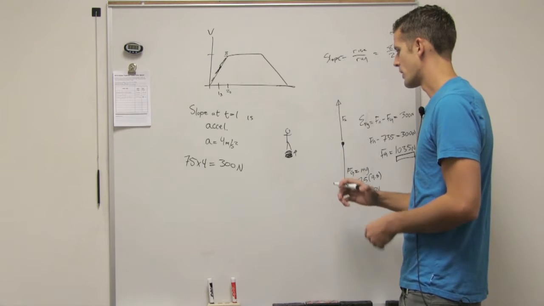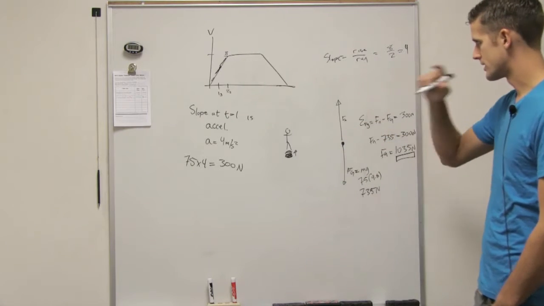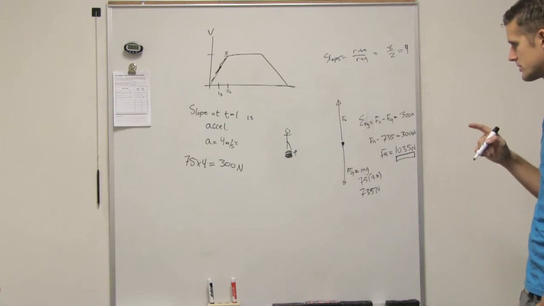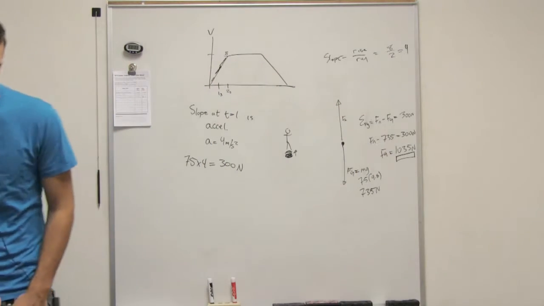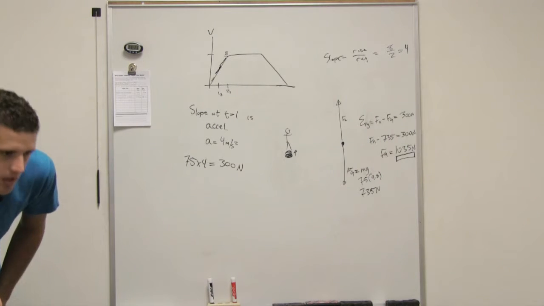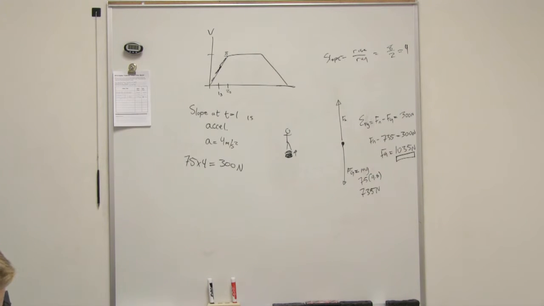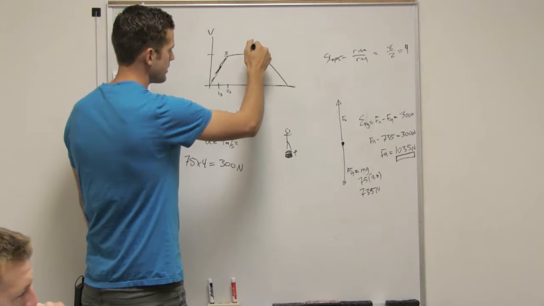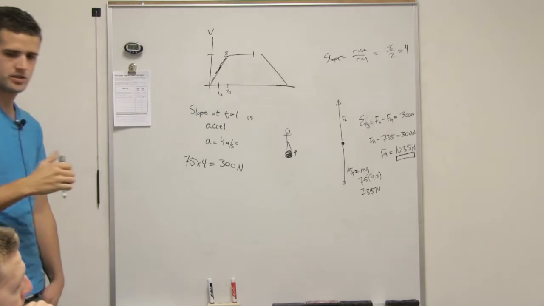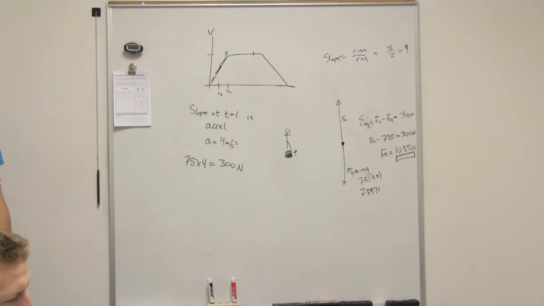So what would his apparent weight be if the elevator... Well, actually, I think that's the next question. Current weight at T equals 5. Oh, and then is there a part C? Yeah. Okay, so T equals 5. That'd be in here somewhere.